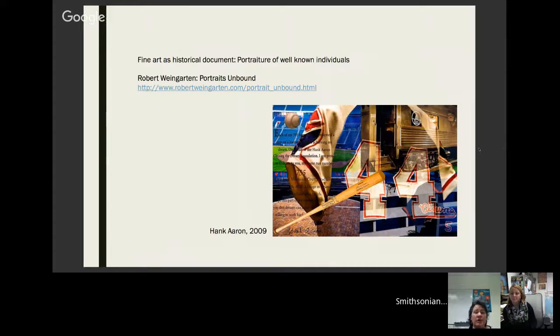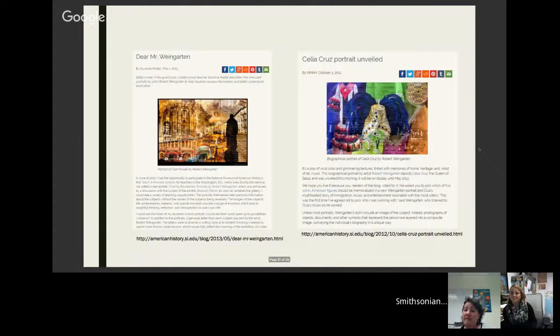On the next page of our show here, I've got a couple of links for you. We've done quite a lot with Robert Weingarten and the photographs. The first one is a blog that actually came to us. It's a letter to Mr. Weingarten. This woman, the image that you see is for Colin Powell.